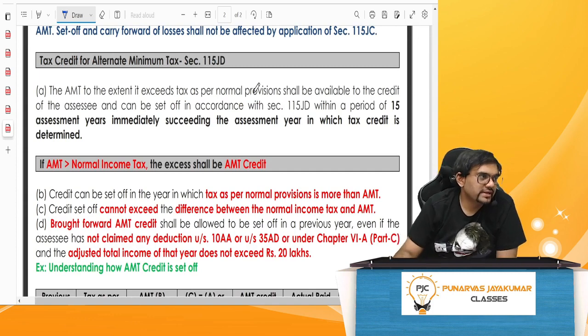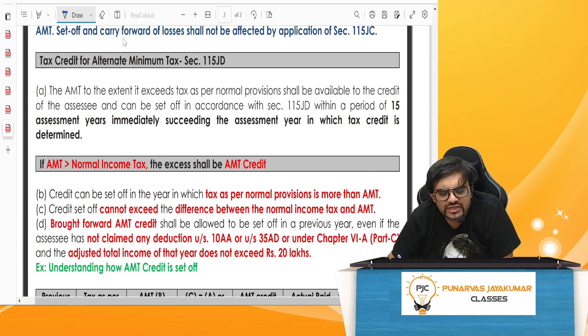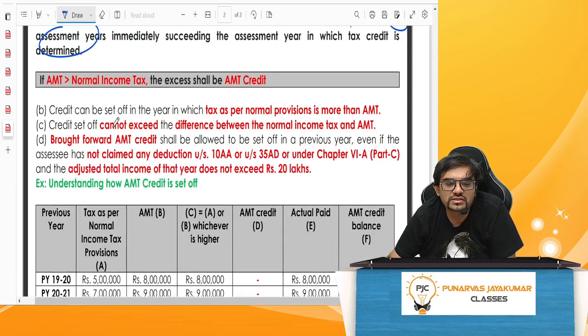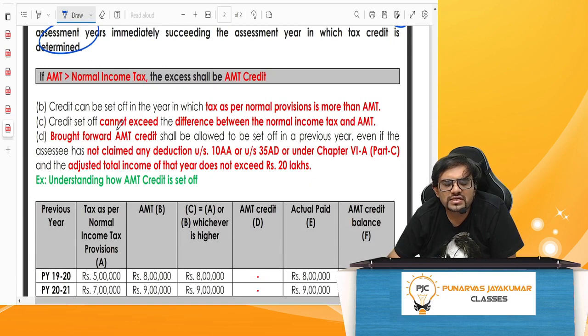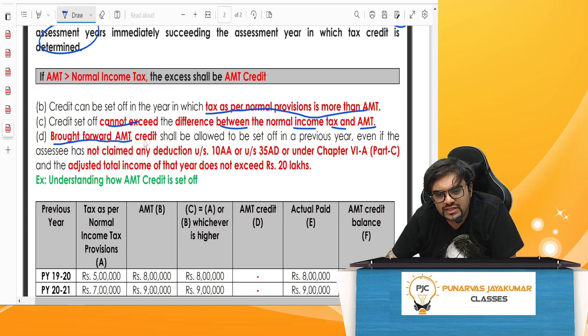Tax credit, AMT tax credit. The AMT to the extent it exceeds tax as per normal provisions is available as credit and can be set off within a period of 15 assessment years. Similar to that here. If AMT is greater than normal income tax, the excess is AMT credit. Credit can be set off in the year in which tax as per normal provisions is more than the AMT. Credit set off cannot exceed the difference between normal income tax and AMT. Brought forward AMT shall be allowed to set off in a previous year even if, this is one interesting thing.